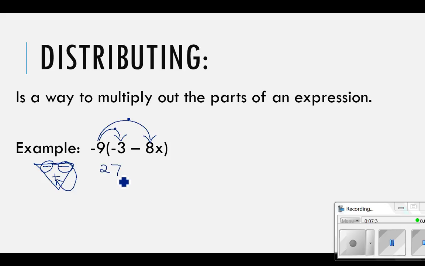Then I have to multiply negative 9 times negative 8. Again, that's going to be a positive because it's multiplying 2 negatives together. So I'm going to put a plus symbol to show my positive. And 9 times 8 is 72. And I'm going to bring the x down. We cannot combine these two to simplify it any further because one of them has a variable and the other one does not, so that would be our final answer.